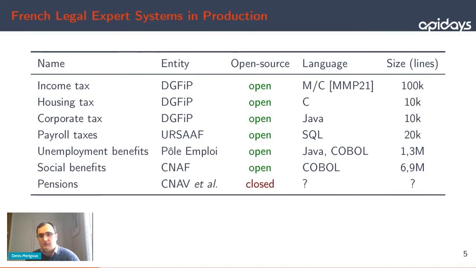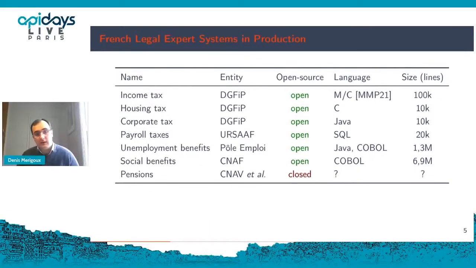And you can see two things. First, these programs are implemented in a wide diversity of frameworks or technologies, ranging from the more legacy and obscure ones like COBOL to more recent ones like Java, but also unusual ones like SQL. It's the first time I see a 20,000-line program written in SQL. That's how your payroll taxes are computed, apparently. And you can see that the lines of code can range from tens of thousands to millions of lines of code. So it's a pretty sizable code base.